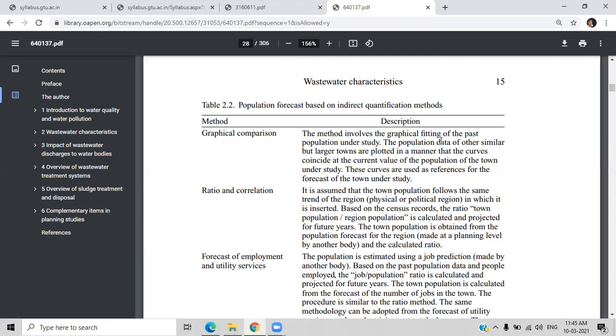But for finalizing or for the planning phase, the graphical comparison method is not suitable, because there are high chances of fluctuation in the results from one town to another town. Okay, so this is called the graphical comparison.